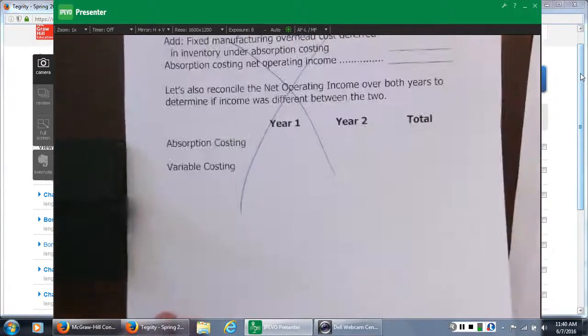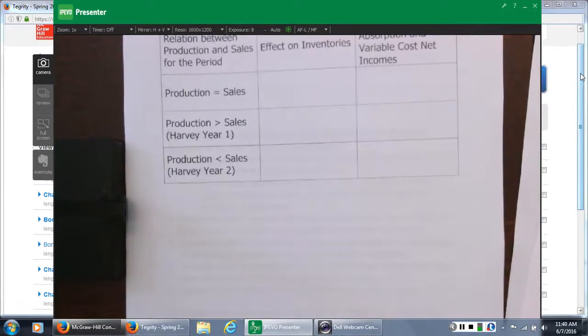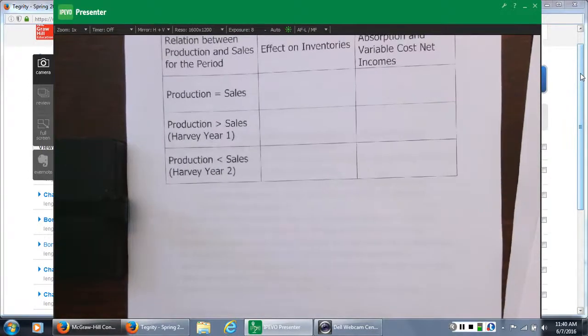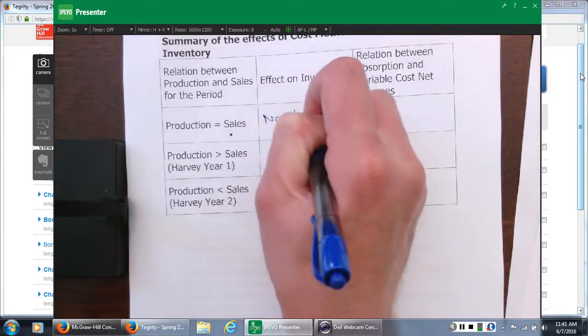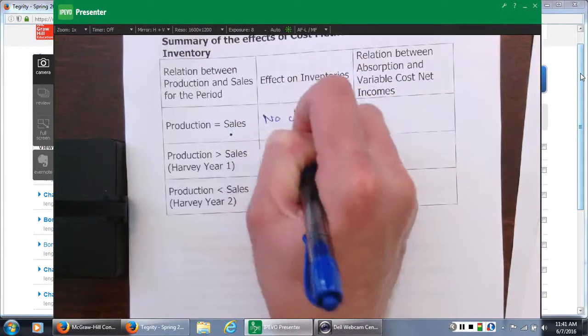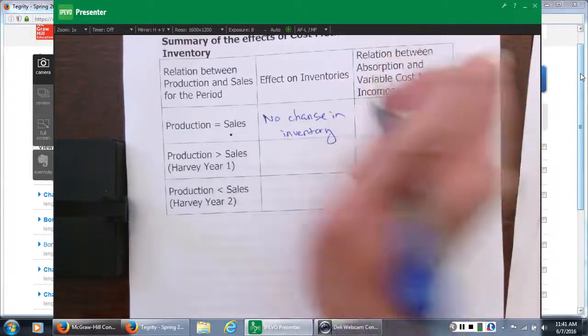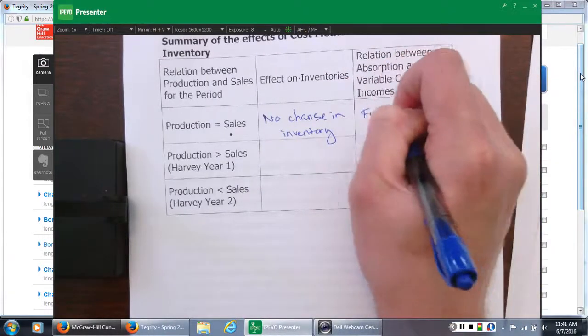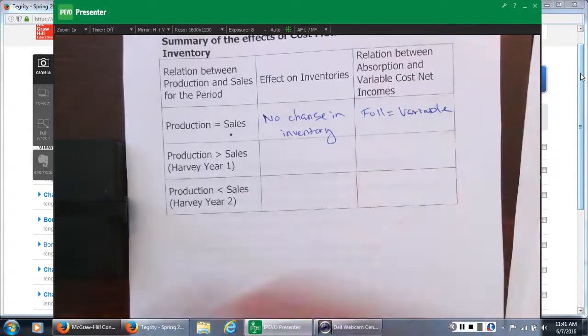Let's look at page 11, where we look at the summary of the effects on income. Okay, so we come over here. Let me catch up. It says if production equals sales, there's no change in inventory, no effect on inventory. Okay, but in that case, when production equals sales, full costing net income equals variable costing net income.